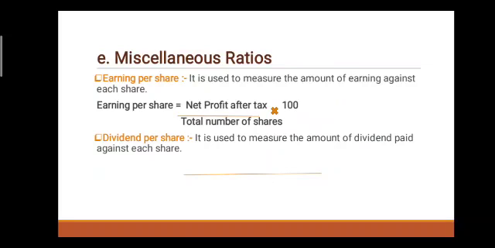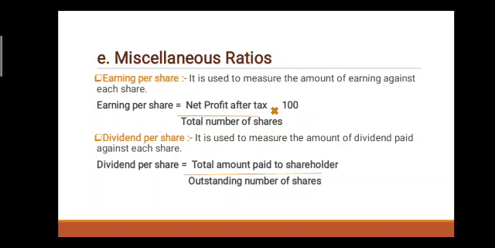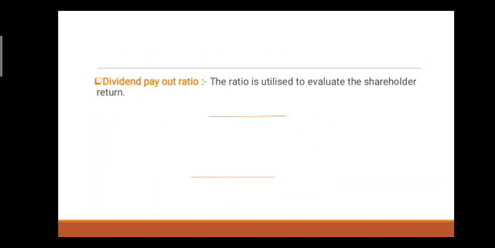Second one is dividend per share. It is used to measure the amount of dividend paid against each share. The formula: dividend per share is equal to total amount paid to shareholders divided by outstanding number of shares. Third one, dividend payout ratio. The ratio is utilized to evaluate the shareholder return. Formula: dividend payout ratio is equal to dividend per share divided by earning per share.